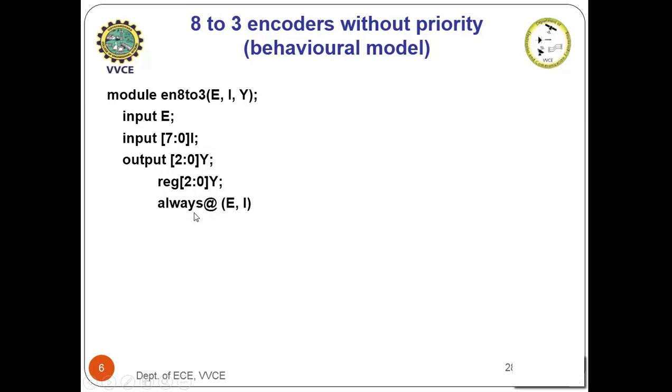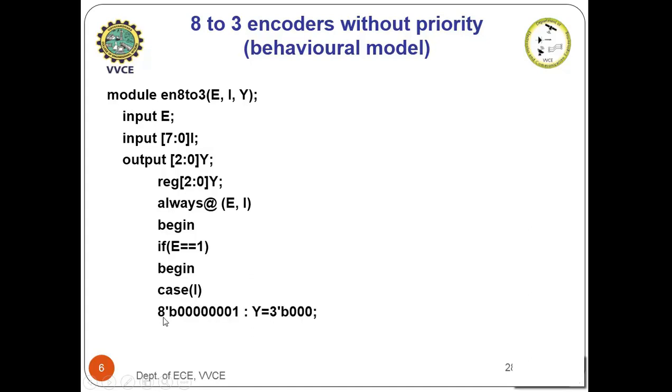Then always at E, I. That is, always at E, I indicates that whenever an event takes place on enable and your input pins, this behavioral logic or the behavioral code should be executed. Begin, always at E, I. Begin, if enable is equal to 1, begin, case of I, I'll be using the case statement.